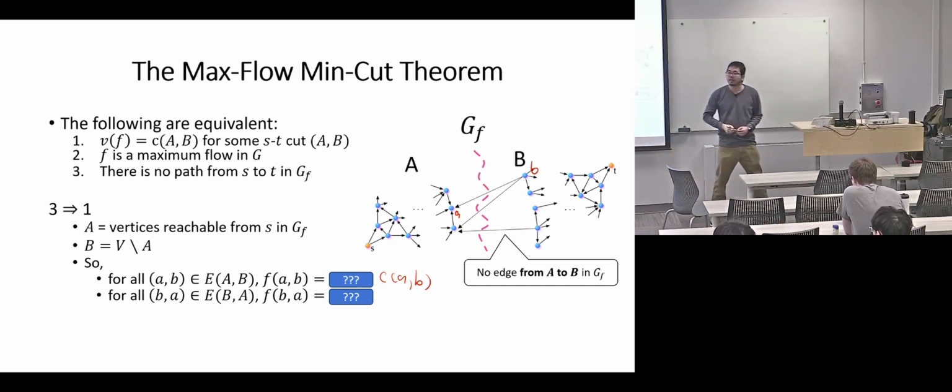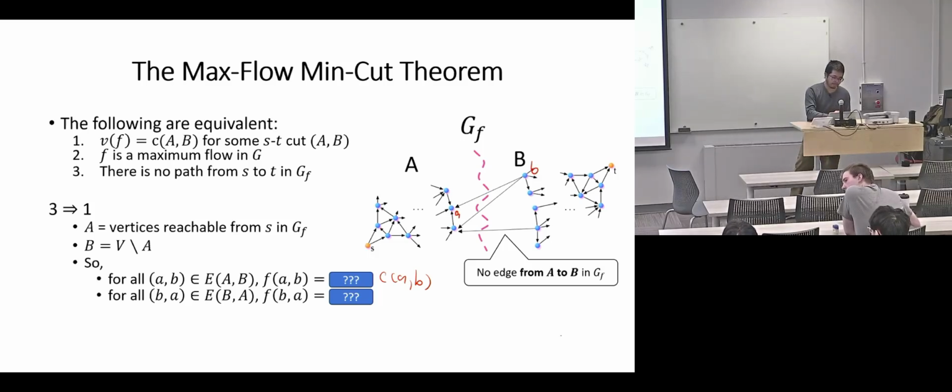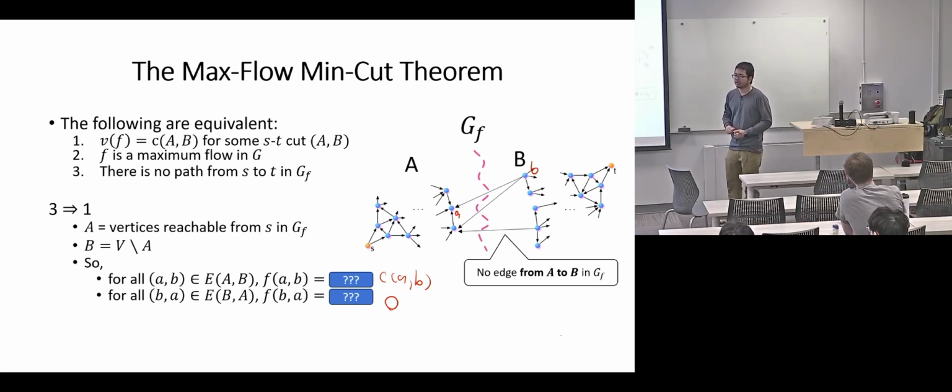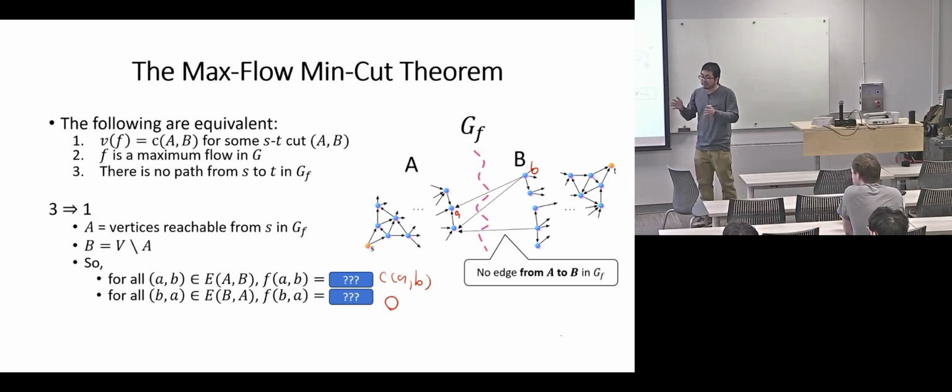Is it possible that after the algorithm runs and we have the final residual graph, there are multiple cuts such that it's only edges from B to A? Yes, there can be many. I will show later that every cut like that is a min cut. So if there are multiple cuts like that, then there are multiple min cuts that are the same.